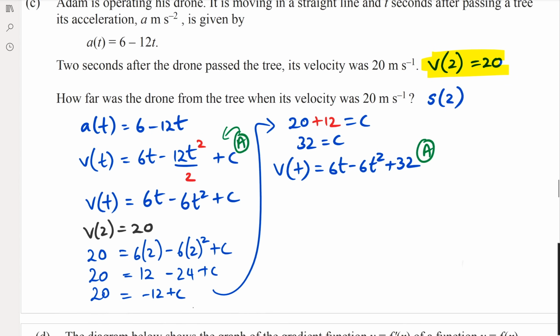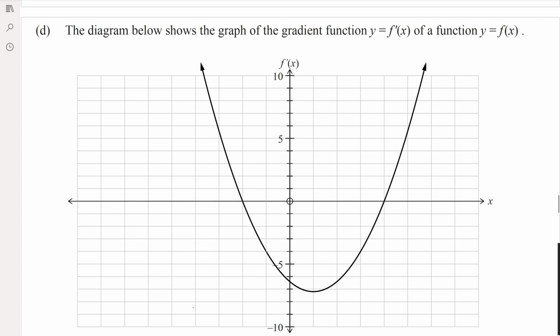Okay, so let's go to the next question. Another one of these diagram questions. In this case, we've been given f dash of x. Looking at it straight away, you can see that it's a quadratic, which means if I integrate this, I'm going to get some sort of weird cubic. The only thing you need to remember is that these 2 points are crucial.